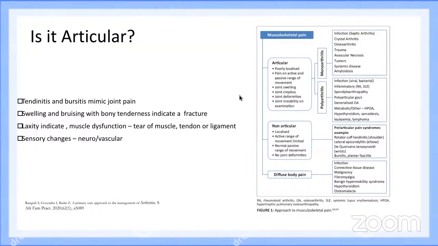In the slide here, you can see that tendinitis and bursitis can mimic joint pain. Anything that has swelling or bruising would probably lead you to a fracture. Laxity and muscle dysfunction can include a tear of a muscle, tendon, or ligament, and sensory changes can indicate maybe a vascular or neurological cause. We've included a table on the right-hand side that's not a comprehensive or exhaustive list, but just an aid to help determine whether it's articular or not.